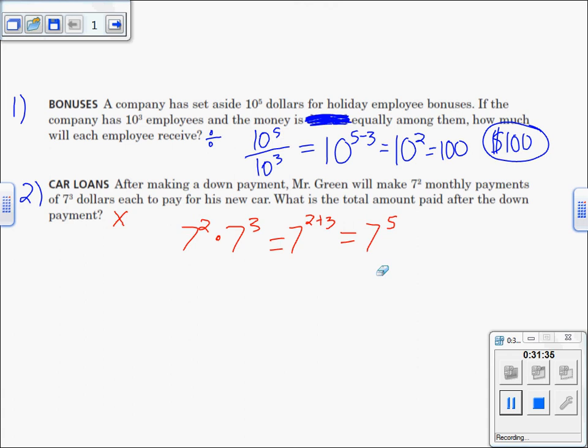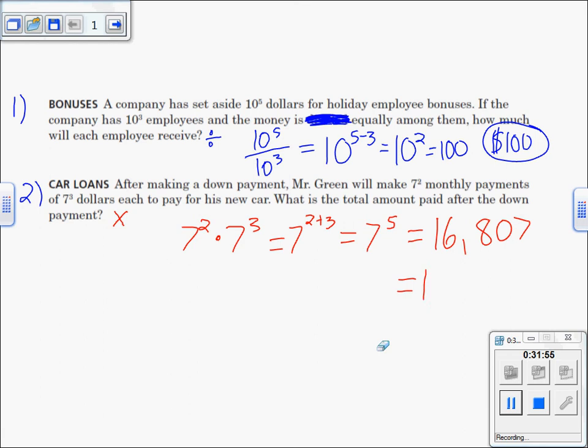So 7 to the 5th power. This is where you grab your calculator and be very careful. You're going to do 7 times 7 times 7 times 7 times 7. Okay? You end up with 16,807. Let's be specific. What is the total amount paid after the down payment?